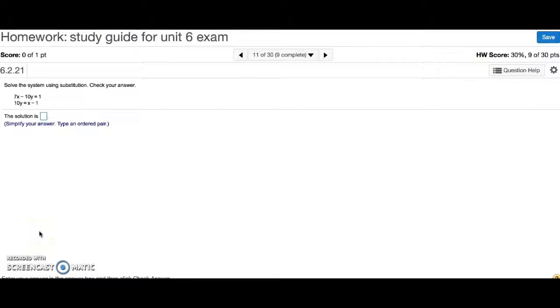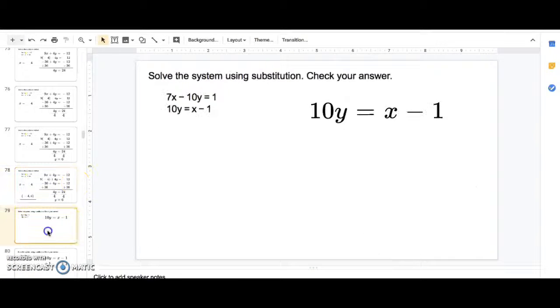Okay, number 11, solving the system by substitution. Again, none of these are solved for a letter, so we have to do that in order to substitute in to find the solution. So what I'm going to do, so I have to deal with fewer fractions, is solve for x in the bottom equation. You could solve for y and substitute in a fraction, but if you have a little bit of trouble with fractions, you might want to solve for x for this one.